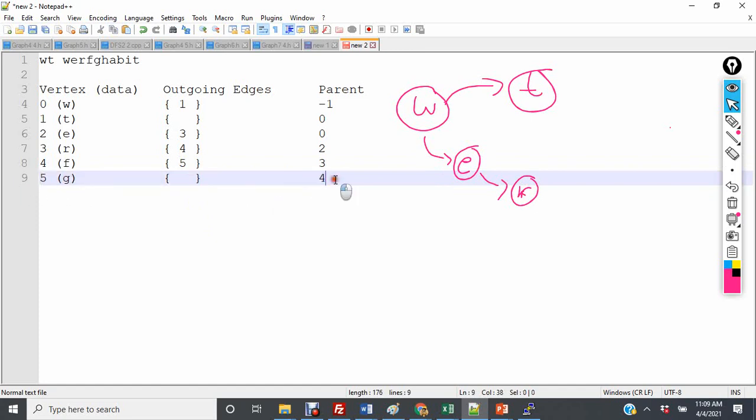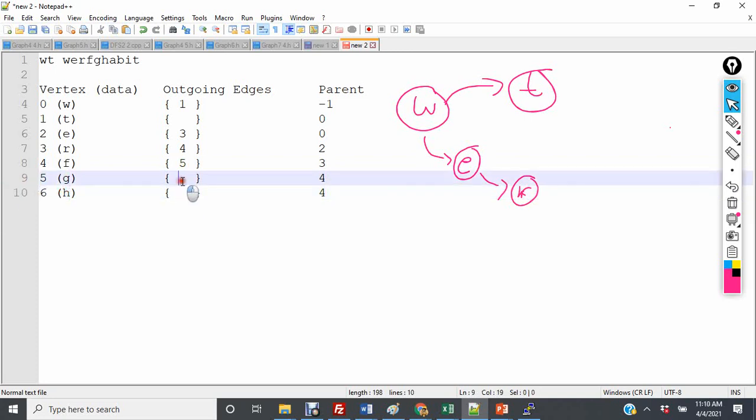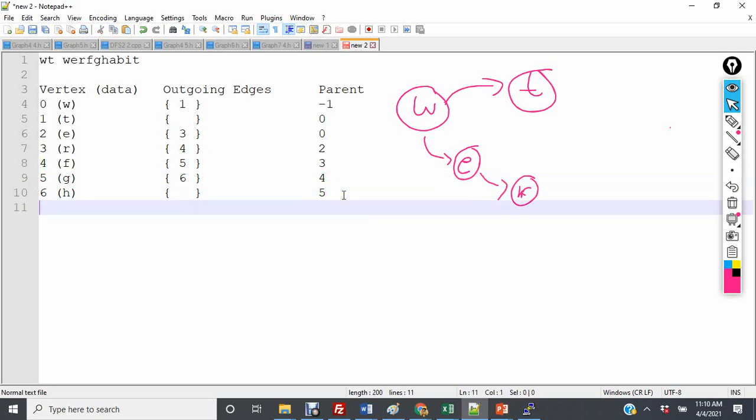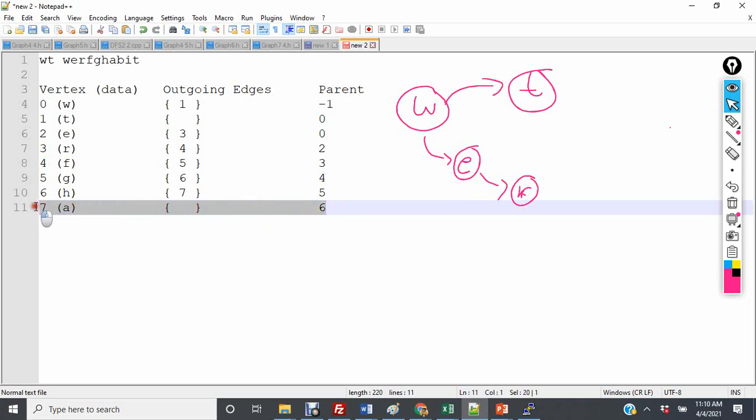Same thing at vertex 6. Vertex 6 is going to be the letter H. It's going to be 5 to 6, and its parent is 5. Here we're now going to have vertex 7, which is going to have the letter A. So did I miss everything? G, F, G, H, A. Okay, this will be 6 to 7. This parent is 6.